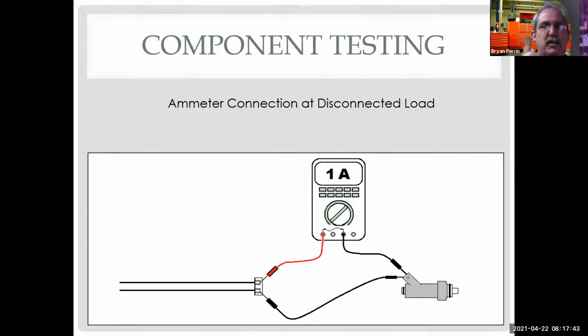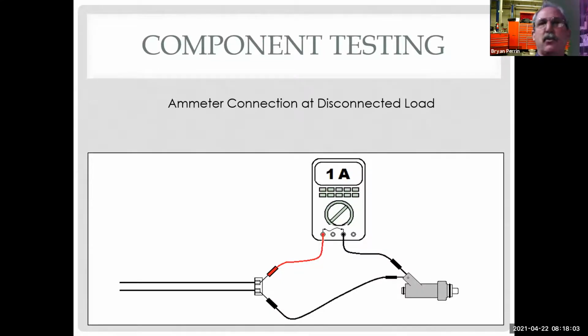The only difference I'm going to get, whether I hook on the positive side or the negative side, is whether my amp meter is going to read positive amps or negative amps based on the location of the test lead. But amps is amps. It's going to be the same numerical number. So it doesn't matter which side I put it on, but I'll put it on the side that's the easiest.